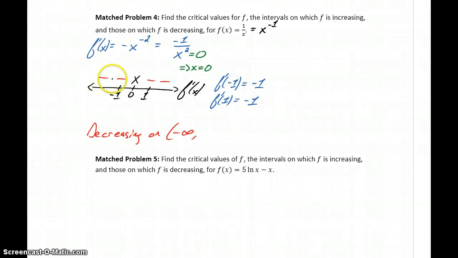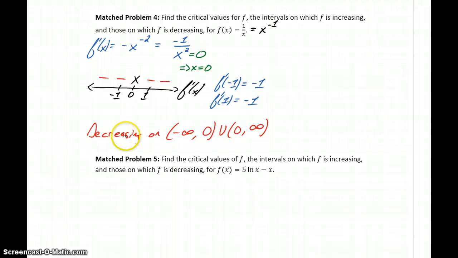In this case, we can't say from -infinity to infinity because we do have this undefined critical value, the point where our derivative doesn't exist. So we need to check back with the original function. In this case, 1 divided by 0 is also going to be undefined. So the original function is not defined at 0, so we can't say that it's decreasing at 0, but we can say it's decreasing up to 0 and then continues decreasing from 0 to infinity.